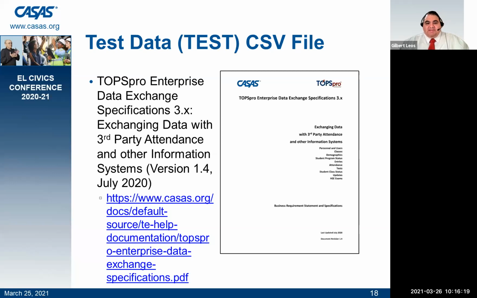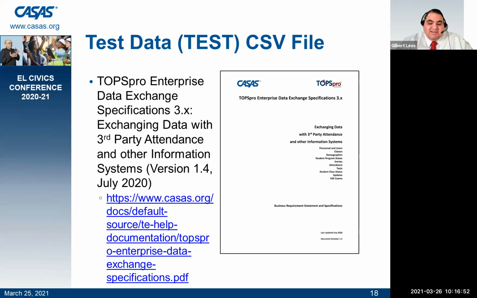So let's talk about the test CSV file. The information regarding it is inside of the TOPSpro Enterprise Data Exchange Specifications 3.x, Exchanging Data with Third-Party Attendance and Other Information Systems. In this case, I'm referring to version 1.4, which was published in July of 2020. I'm providing you a link here so you can get yourself a copy. Very essential for those of you who are working with data. Definitely please take a look at this document.